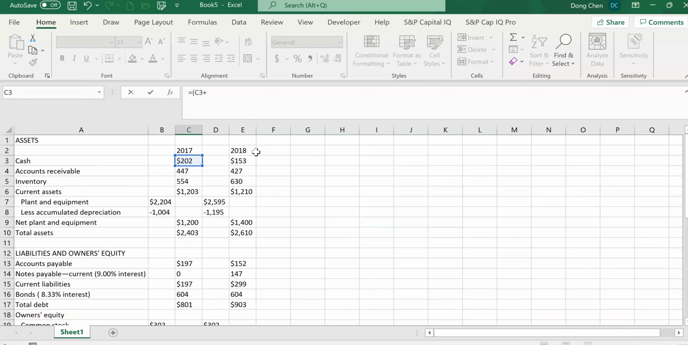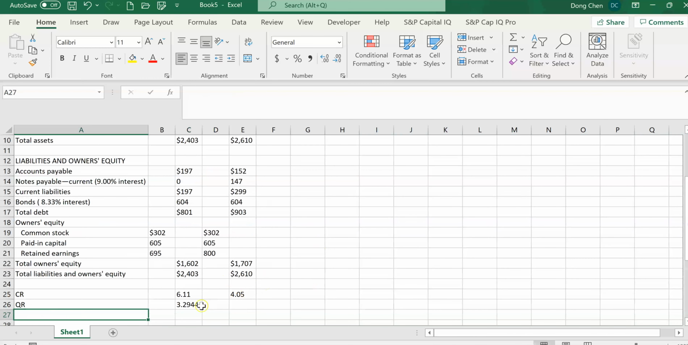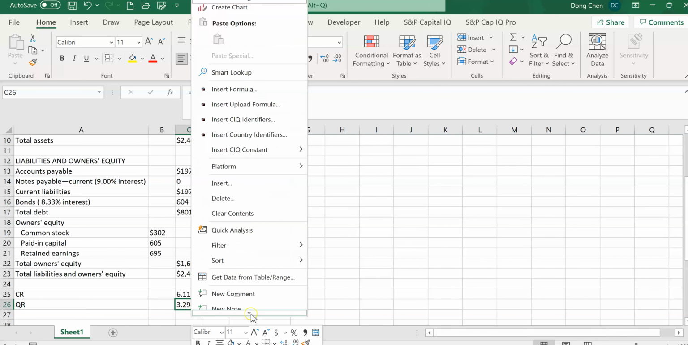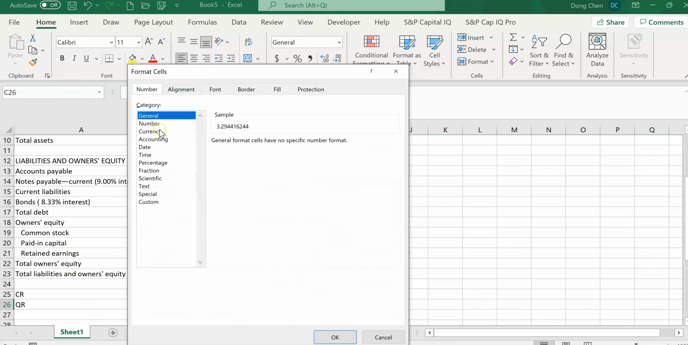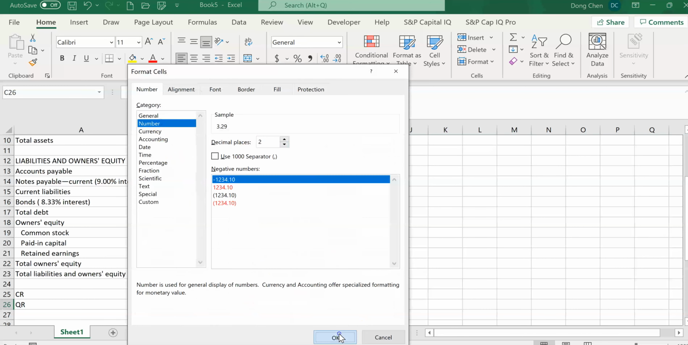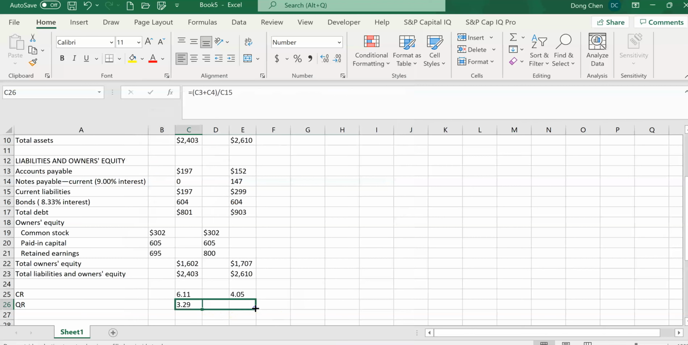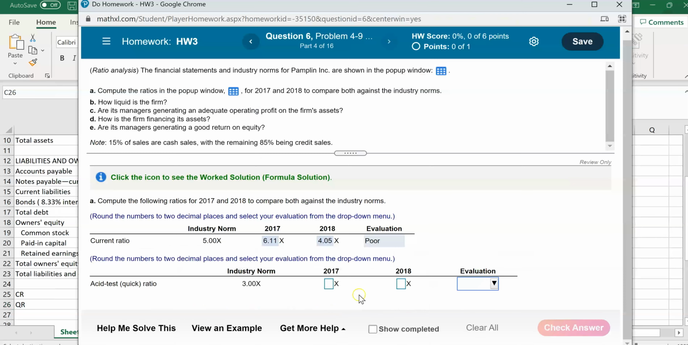Current cash plus accounts receivable, and close that, and now division, divide by the same thing as the current ratio. So that's the quick ratio, and then we can format the cell the same thing as what we did earlier for the current ratio number, and then keep 2 decimal places, and then drag the cell to the other year and delete this empty cell and copy this back.